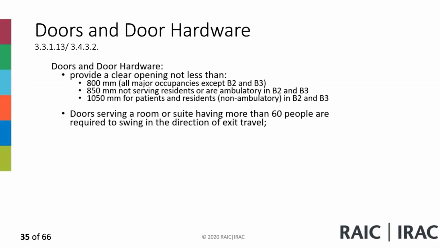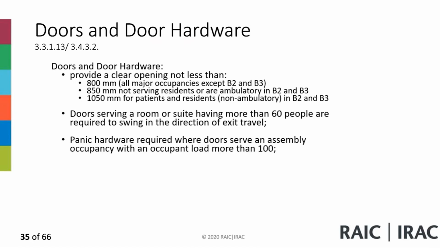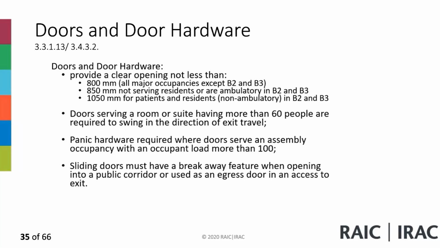Okay, so we go to the doors. Doors serving a room or a suite having more than 60 people are required to swing in the direction of travel. So we are in 3.3.1.13, and we can go through those requirements. I'm just giving you some of those provisions. Read them carefully. Panic hardware is required on doors that serve an assembly occupancy with more than 100 people. Sliding doors must have a breakaway feature when opening into a public corridor or when used as an egress door and an access to exits. So these are egress door provisions that you need to make sure you're aware of, but go into detail in 3.3.1.13 for looking at those requirements.